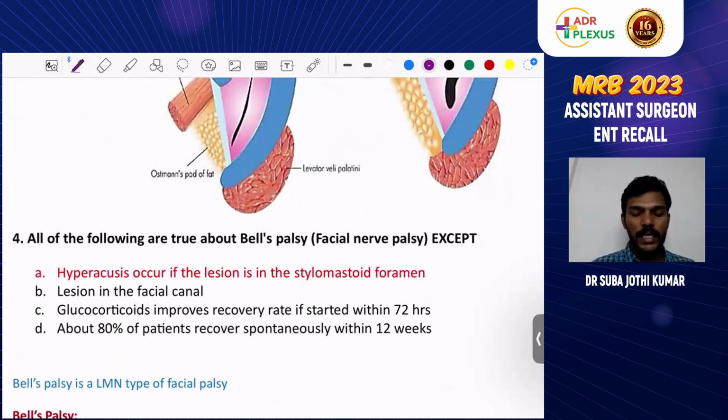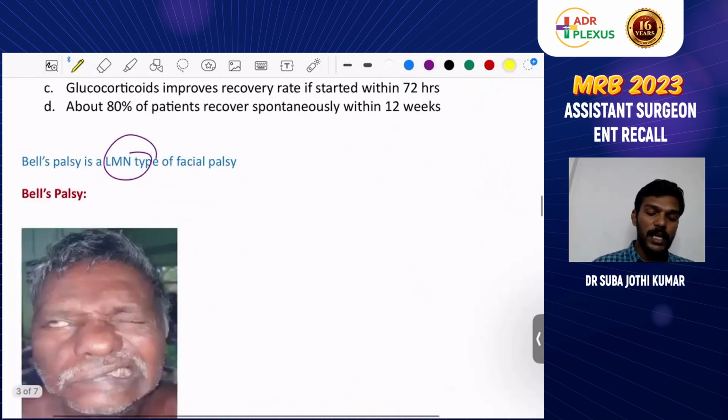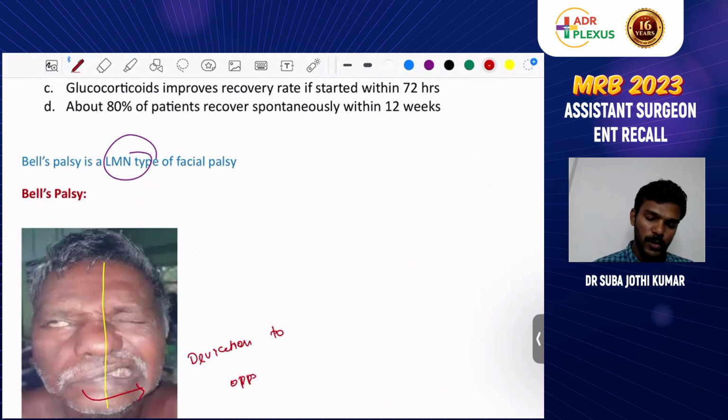All of the following are true about Bell's palsy except. Bell's palsy is nothing but LMN type of facial palsy. If it's an LMN type of facial palsy, one side will be completely affected, with deviation of the angle of mouth to the opposite side. In this patient, it's a right-sided Bell's palsy. One side shows complete loss of frowning, inability to close the eye, and loss of nasolabial fold. So deviation is to the opposite side.